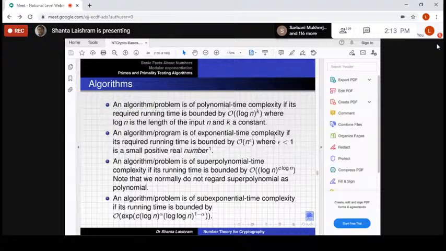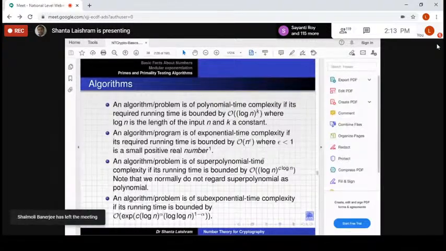And it's exponential time complexity if the running time is bounded by order of n power epsilon, for some epsilon less than 1. And there are complexities in between. There's something called super polynomial time complexity if its running time is (log n) power c log n. And there's something called sub-exponential time complexity if it lies between: it's not as efficient as polynomial time, but it's also not exponential time, it's somewhere in between.